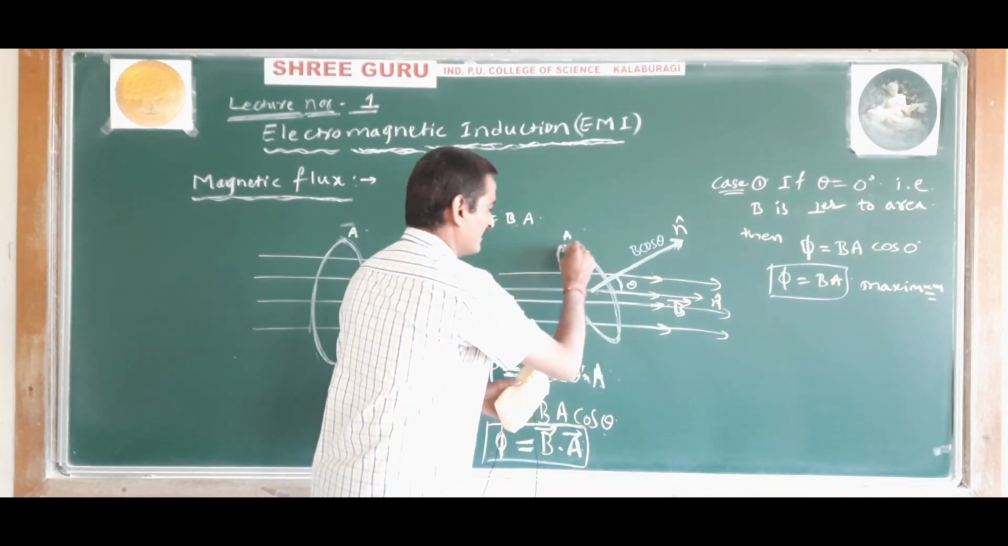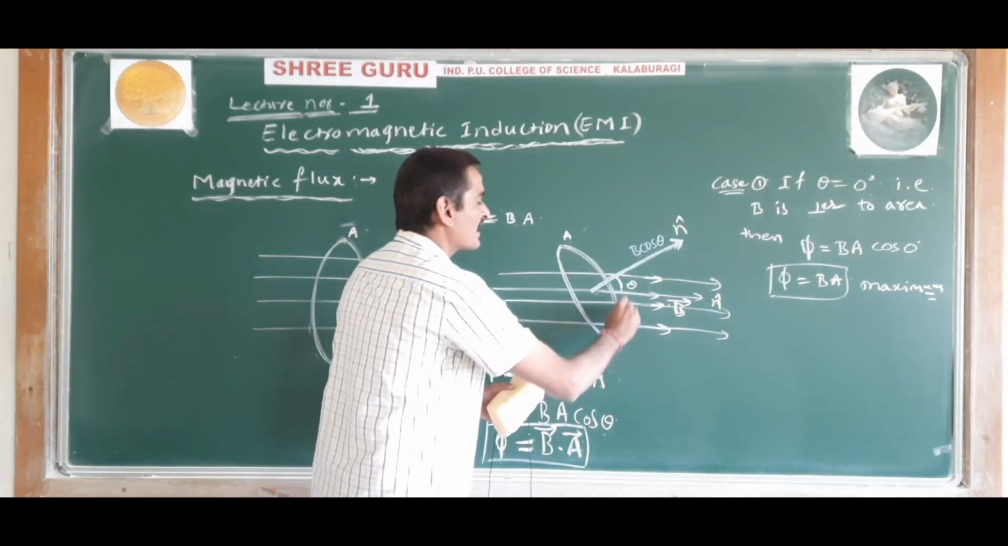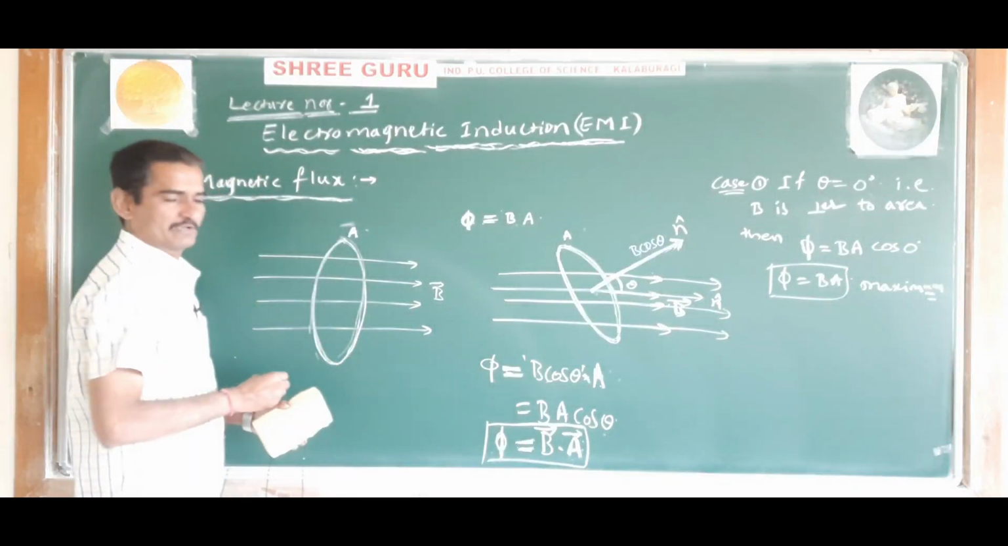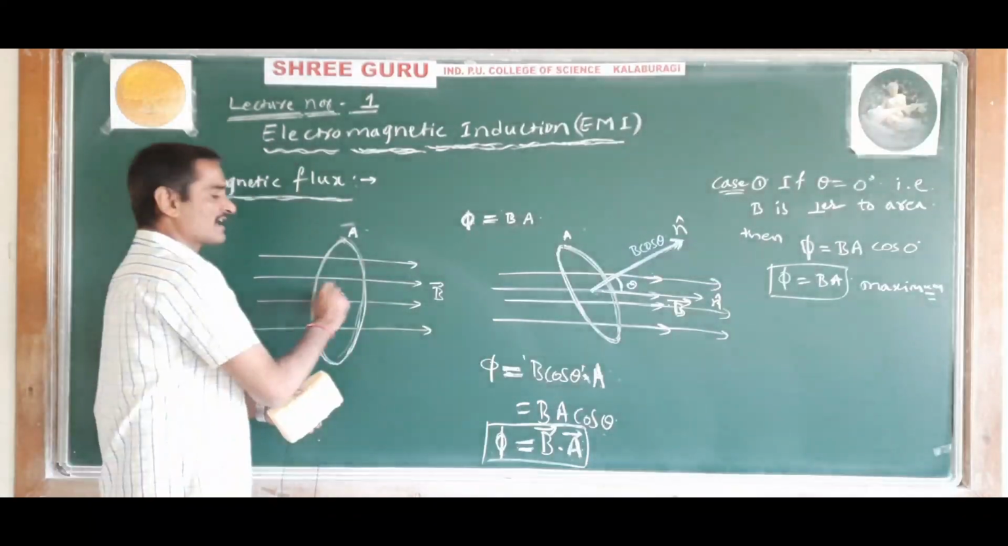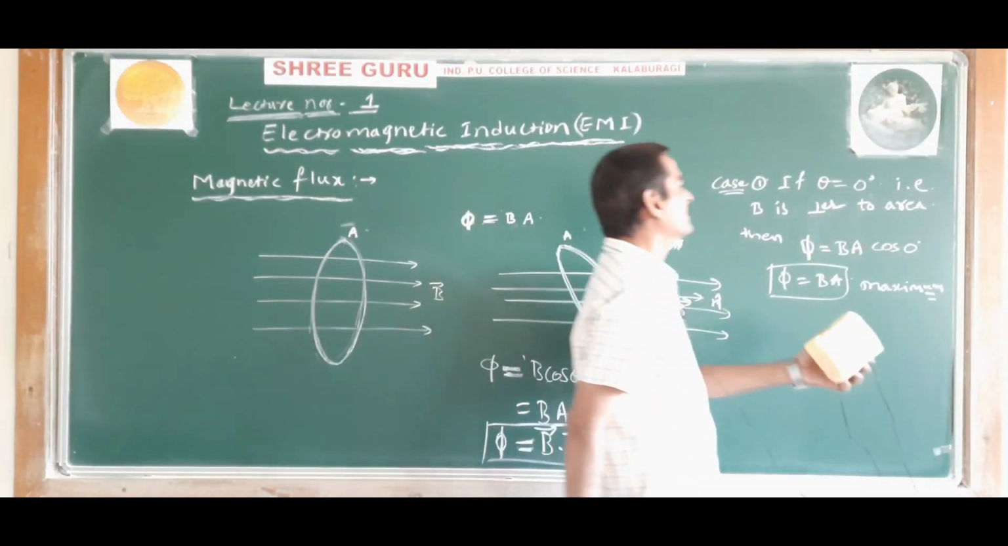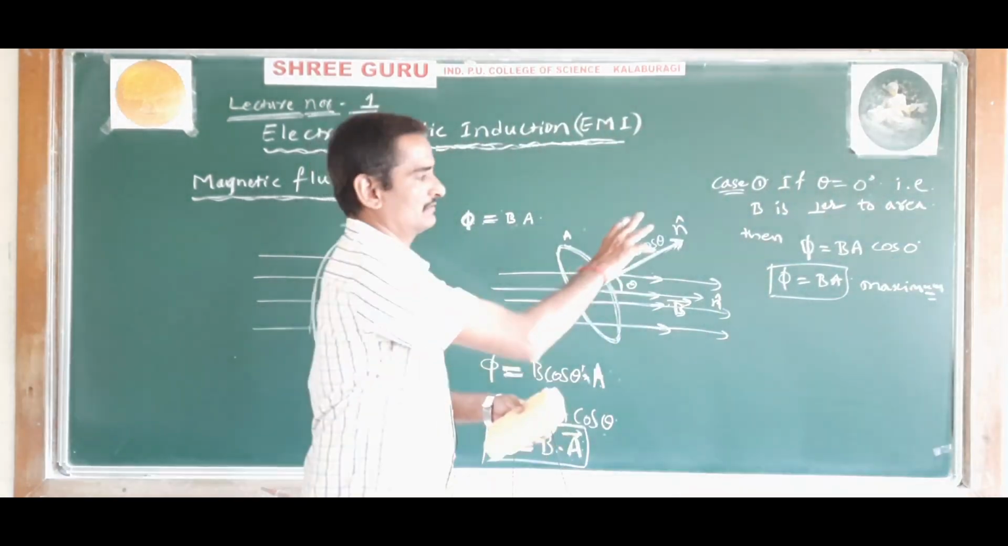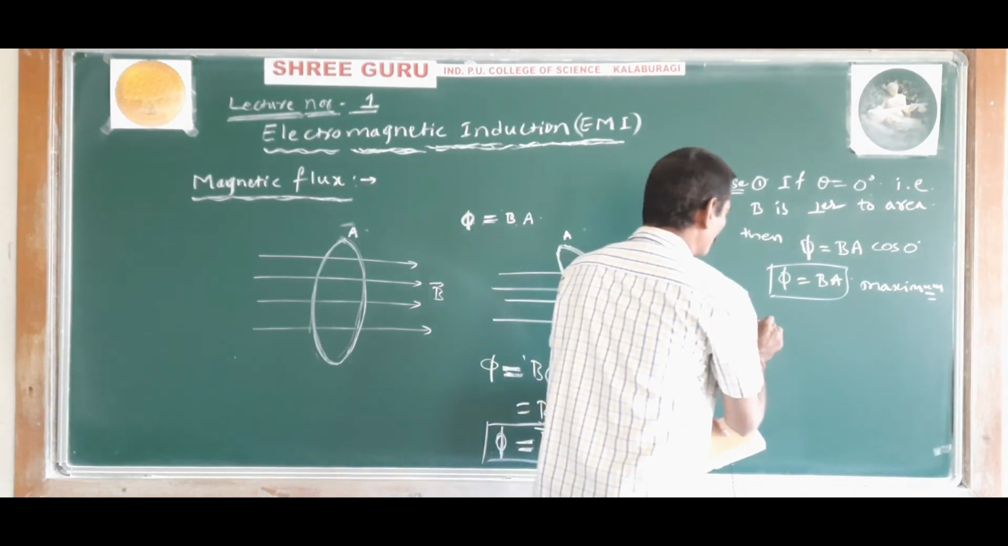Or if you take only the area, the surface area has to be perpendicular to the magnetic field, then the magnetic flux will be maximum. Don't get confused here. Okay, next case number 2.